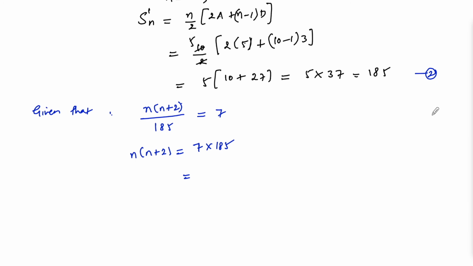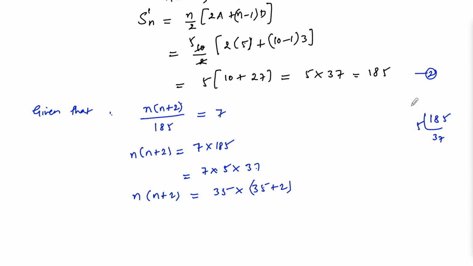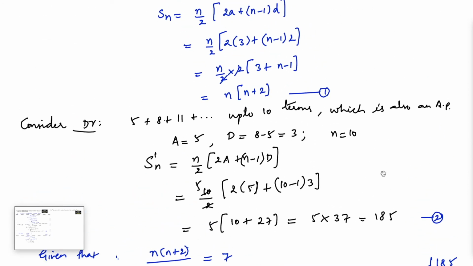Instead of this we can write 185 factorization: 5 3s are 15, 5 7s are 35. So we can write here 7 into 5 into 37, or we can write 7 5s are 35 into 37, and 37 we can write as 35 plus 2. Then comparing on both the sides, n into n plus 2, we can say very clearly that n is equal to 35. So we can consider that, which is possible, n is equal to 35.